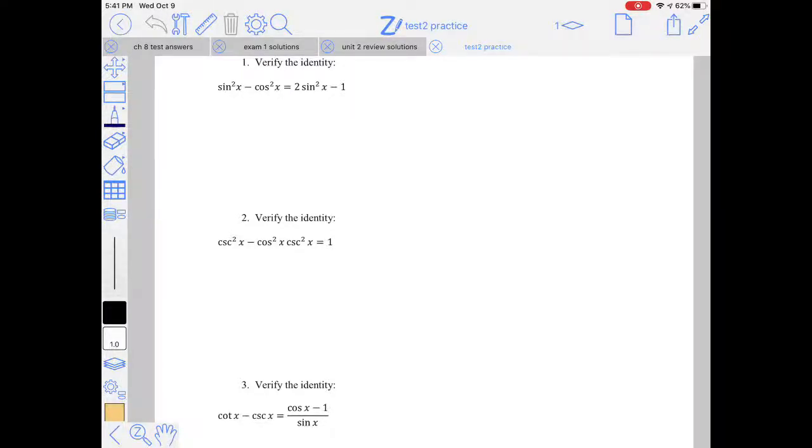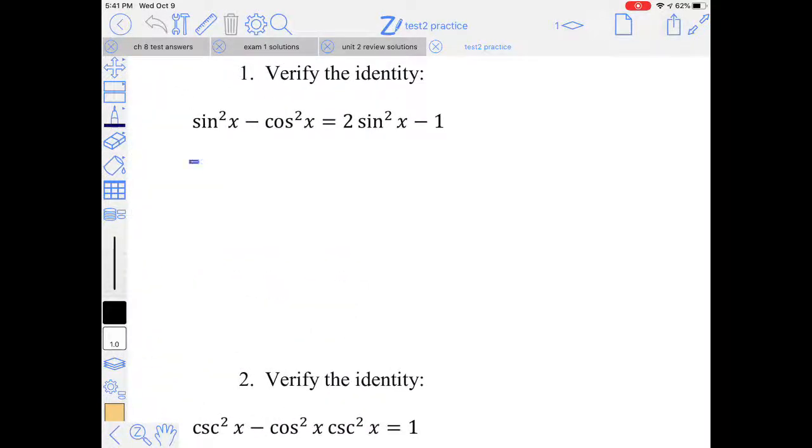Start with the left. Okay. So what can we convert that into?